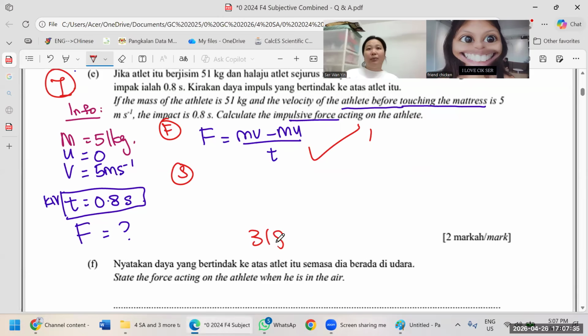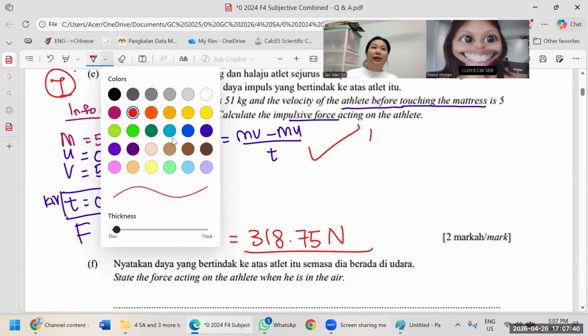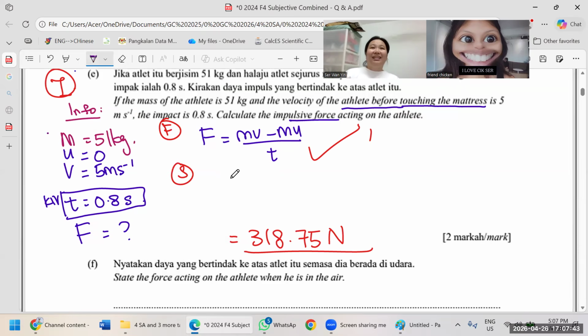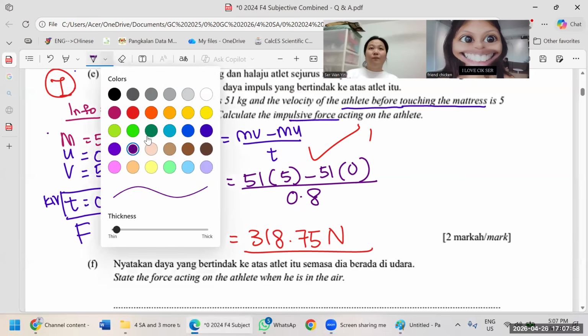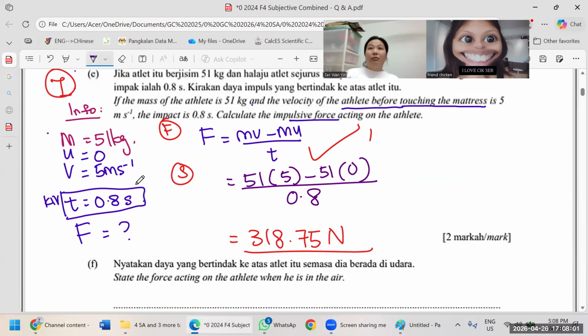318.75 Newton. I hope it's correct, I didn't check. Okay, so 51 times 5 minus 51 times 0, divided by 0.8. Okay, no problem. Now, 1 mark for the formula substitution, then 1 mark for your final answer. If this one, okay, very good.